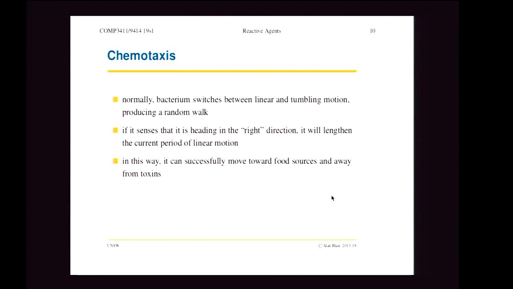They randomly move in some direction, and then they tumble around and randomly move in another direction, but just by moving a little bit further when they're moving towards the food source and shorter when they're moving away, eventually it has the effect of bringing them towards the food source. So this is a very interesting example of reactive agents in nature. And as I said, if there's a toxin, they use the same kind of strategy to move away from the toxin.